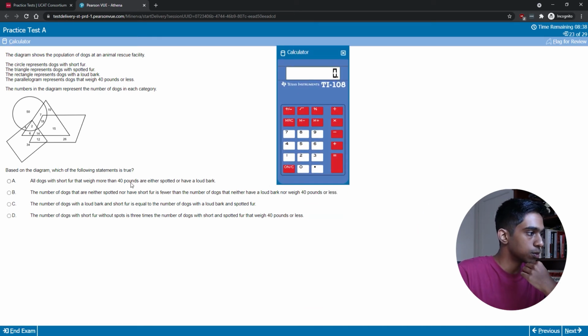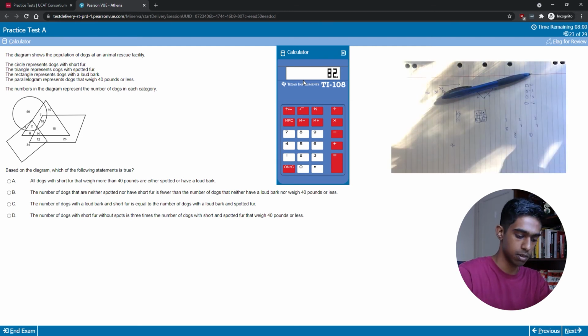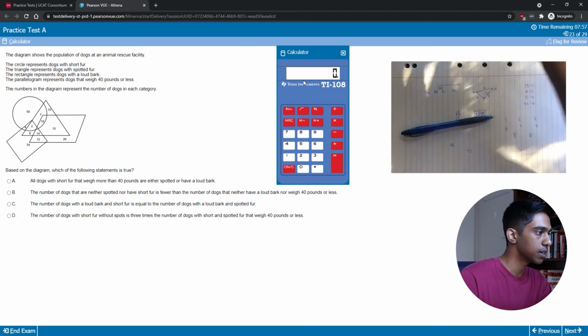Okay. Dogs with short fur that weigh more than 40 pounds either spotted or have a loud bark. So, short fur, more than 40 pounds, so between here and here. Either spotted or have loud bark? No. The number of dogs that are neither spotted nor have short fur, so not spotted, not short fur, so these two, is fewer than the number of dogs that neither have a loud bark nor weigh 40 pounds or less. So that would be 34 plus 12 plus 26. Here we go. 34 plus 12 plus 26. Oh, I can minus 10, that'll be 72.